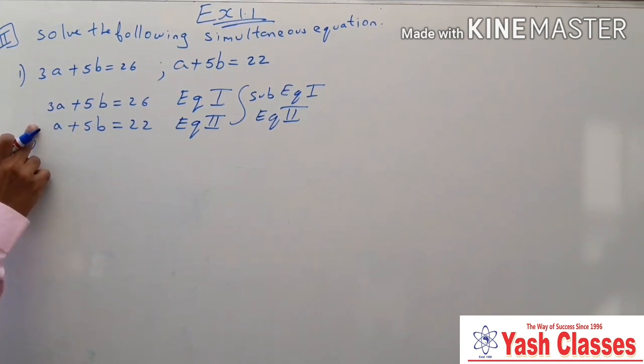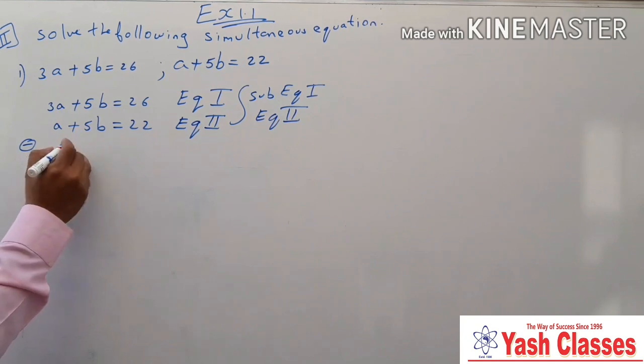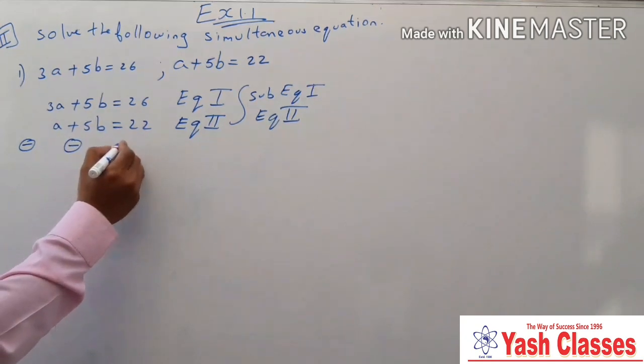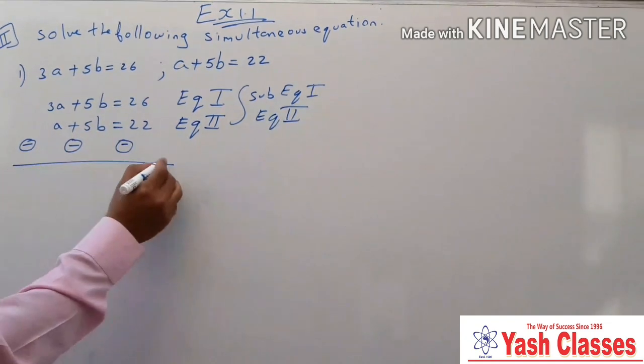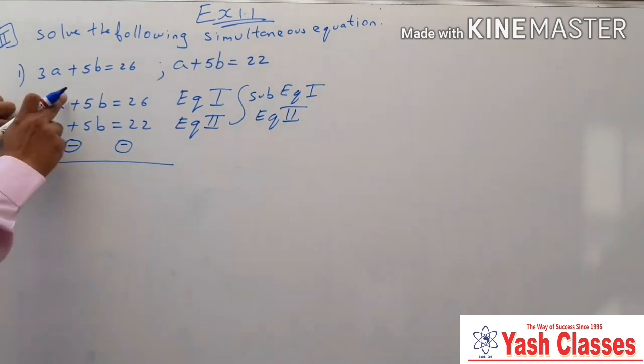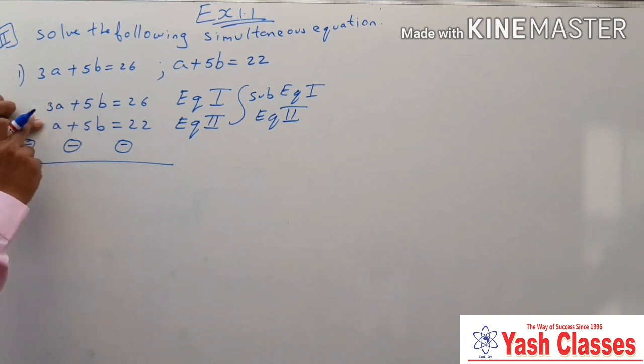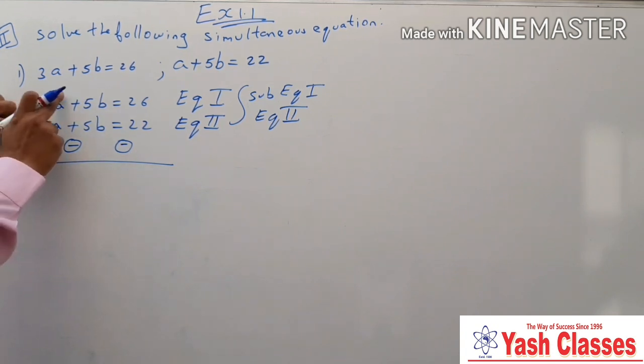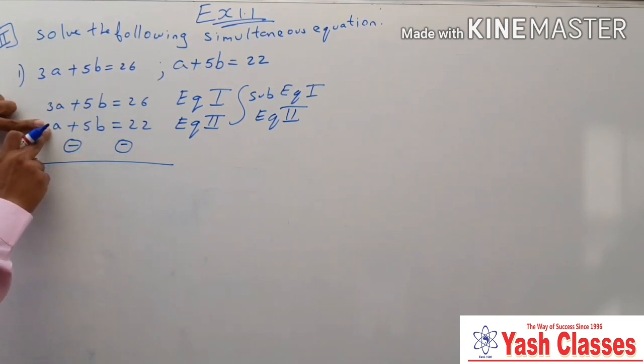Again, where there is no sign, that means it is plus. Plus means you have to write minus. Here plus is there, you have to write minus. Now there is no value for this sign. Plus 3 minus a: there is no number, so it means 1.